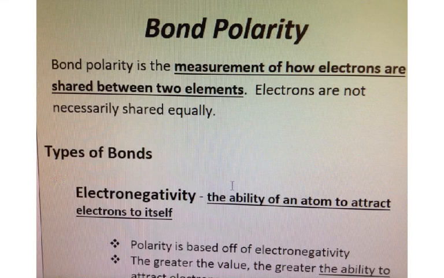All right, tonight what we're going to be talking about is bond polarity. Bond polarity is the measurement of how electrons are shared between elements. So when two elements have a transfer or somehow are sharing electrons, how are they shared? Are they shared equally? Are they totally given? Or are they totally taken? Or is it an unequal share of these electrons?